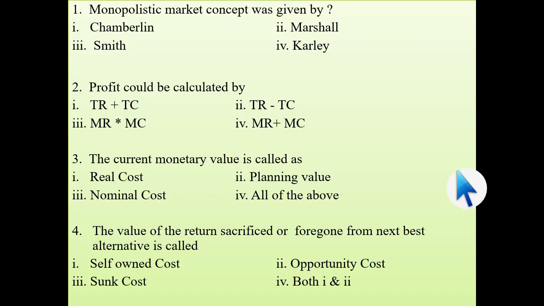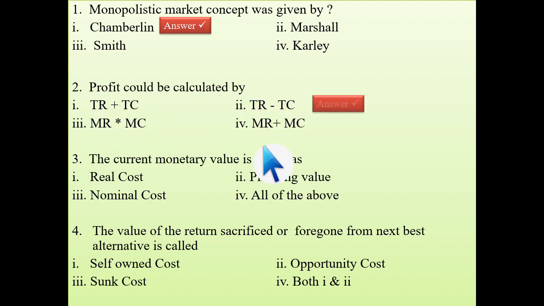First question is, monopolistic market concept was given by who? Who is the scientist who gave the monopolistic market concept? That is Chamberlain. Okay, yes, you are right. Then the second question is, profit could be calculated by TR plus TC or TR minus TC. What is the formula? Well, it is TR minus TC, that means total revenue minus total cost.